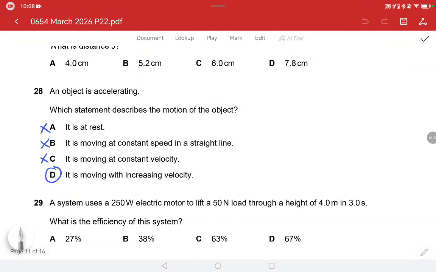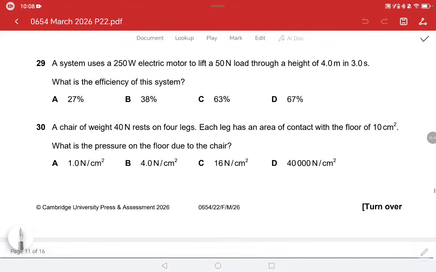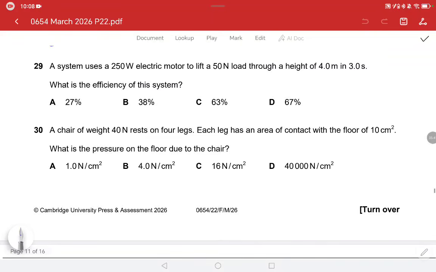Okay. The next question is: a system uses a 250 watts electric motor. So this is the power.